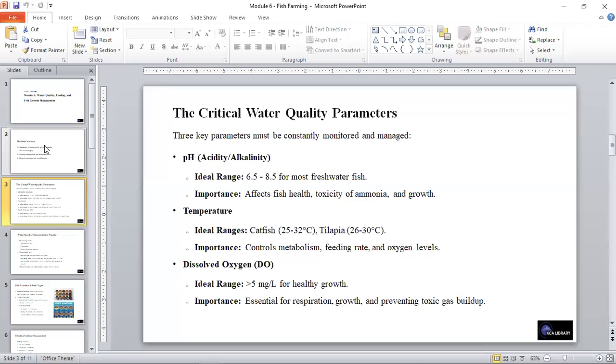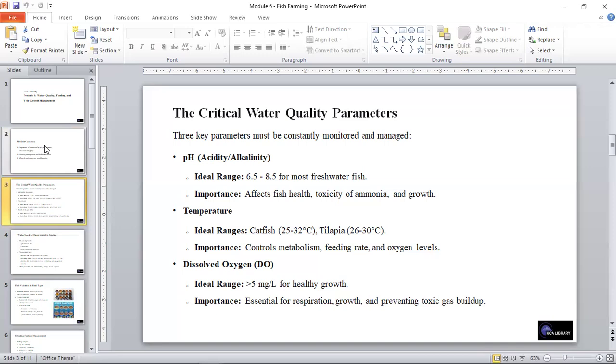Another parameter is the temperature. The ideal range for catfish is 25 degrees Celsius to 32 degrees Celsius, and for tilapia is 26 to 30 degrees Celsius. The importance is it controls metabolism. Temperature determines feeding rate of the fish. It also determines the oxygen levels.